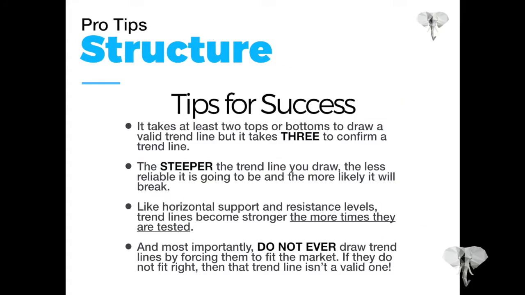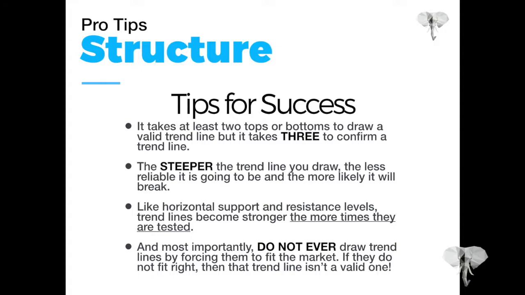So, pro tips for success when you're utilizing trend lines in your chart analysis: it takes at least 2 tops or 2 bottoms to draw a valid trend line, but it takes 3 to confirm a trend line. And this is something that I want to discuss and put a lot of emphasis on.